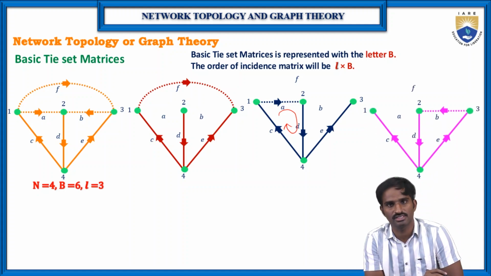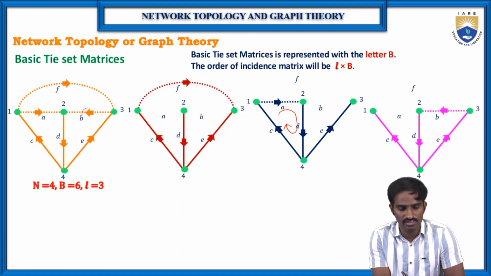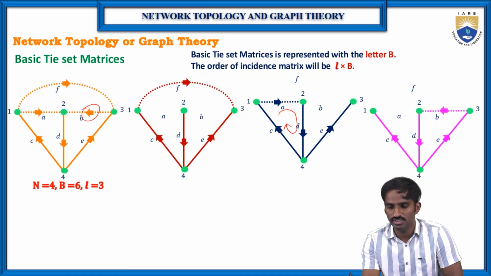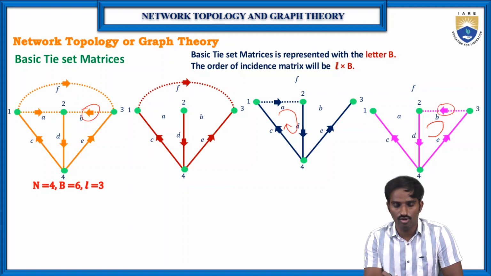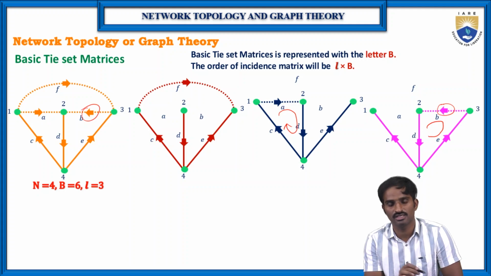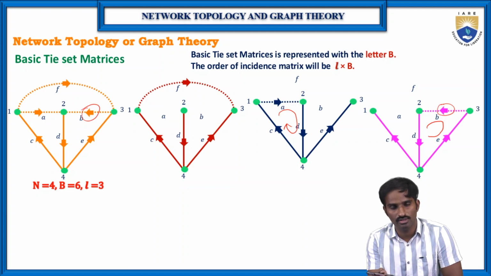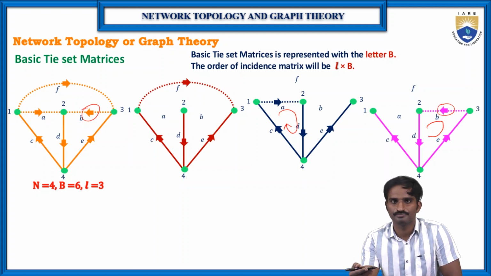Then let us consider the third one, which is with B. If you include branch B, it also forms a closed loop, so this is also a co-tree, and its branch is also called a link. So how many links are there? 1, 2, 3 links, or 3 co-trees. That's why the number of rows L is equal to the number of co-trees, or the number of links.